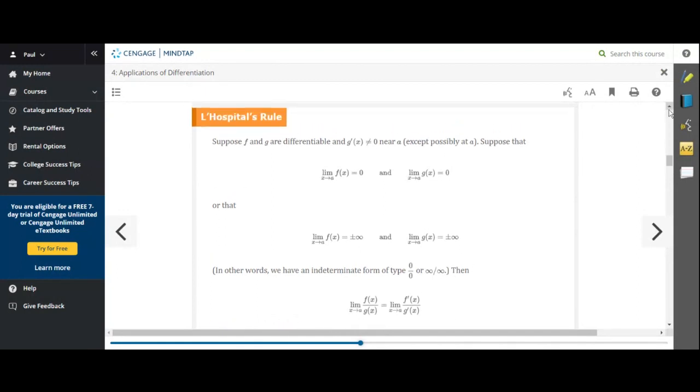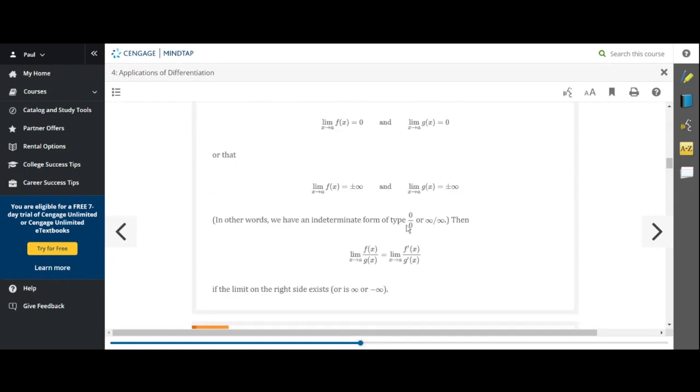What is L'Hopital's rule? L'Hopital's rule says that if you have two differentiable functions f and g, meaning you can take the derivative, and you have an indeterminate form where your numerator and denominator are both approaching 0 or both approaching infinity, then the limit as x approaches a of f of x over g of x is the same as the limit as x approaches a of the ratio of the derivatives, f prime of x over g prime of x.